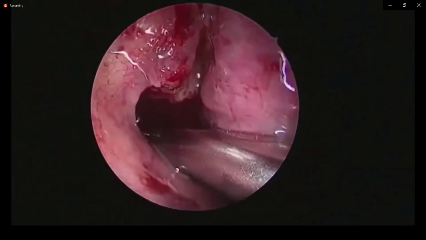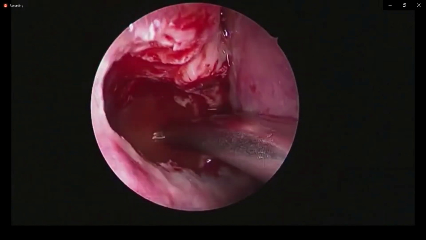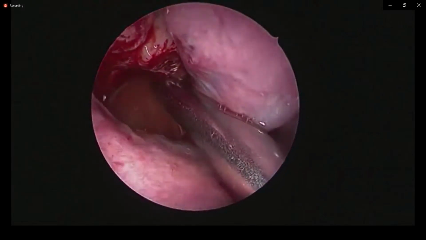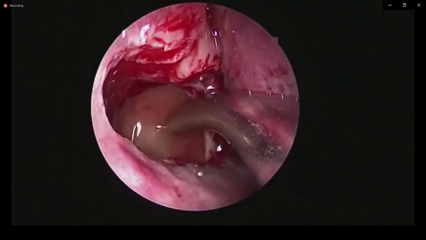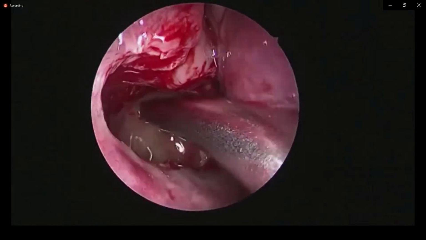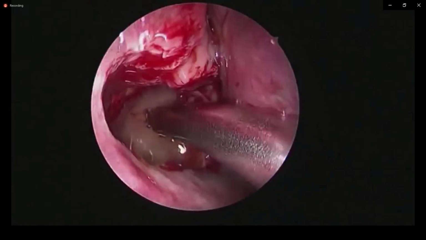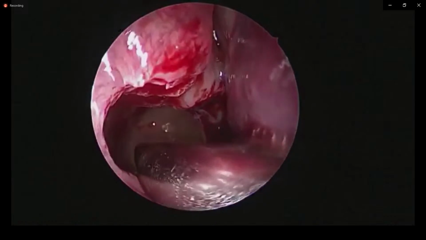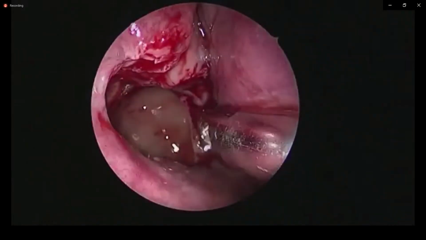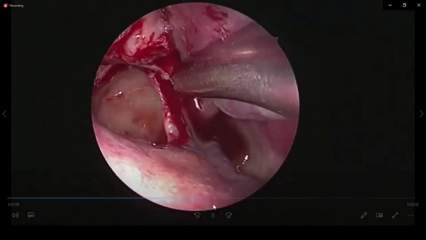Irrigation. Again, repeated irrigation is one thing which can achieve a good surgical field. It promotes hemostasis as well as washes out all inflammatory mediators, secretions, and all those which are responsible for overall inflammation. So this is the middle meatal antrostomy.